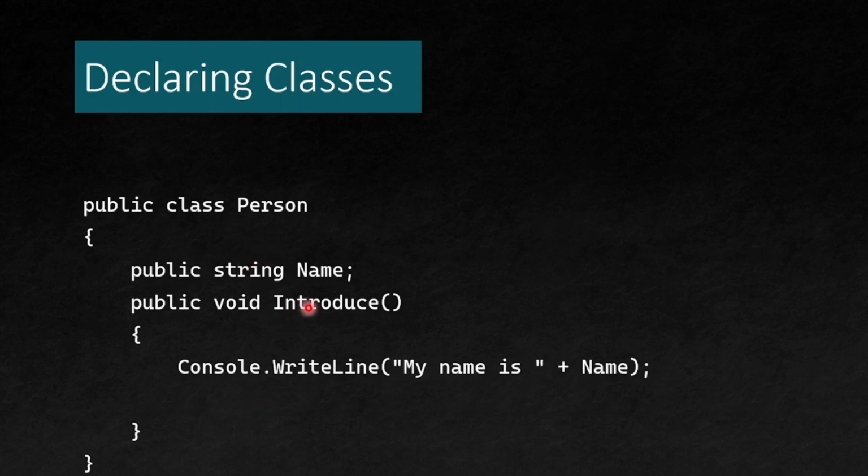Here's the basic syntax for declaring a class. Public and class are reserved keywords in C#. Public is what we call an access modifier, and that's something you are going to learn later, so don't worry about it. Each class should have a name or an identifier, like person.